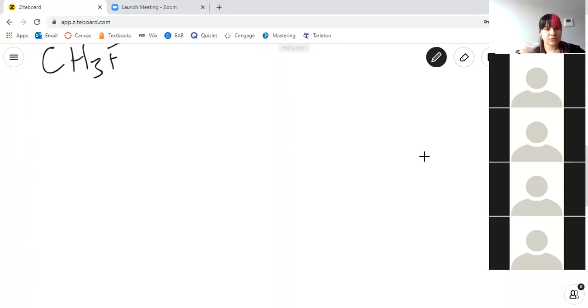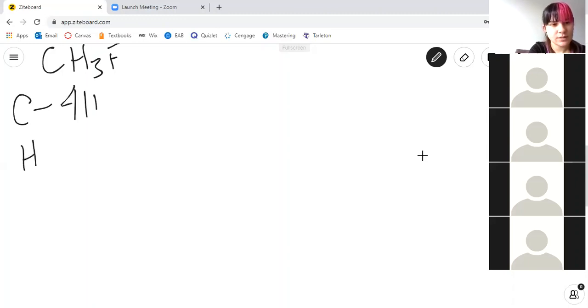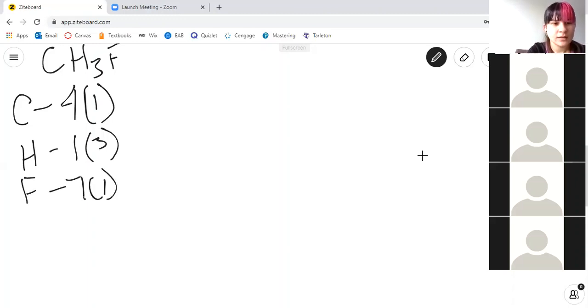So CH3F, we have C, which has how many valence electrons? 4. 4, and we have 1. Hydrogen has 1, and we have 3. And then fluorine has 7, and we have 1. So 4 plus 3 is 7, plus 7 is 14.